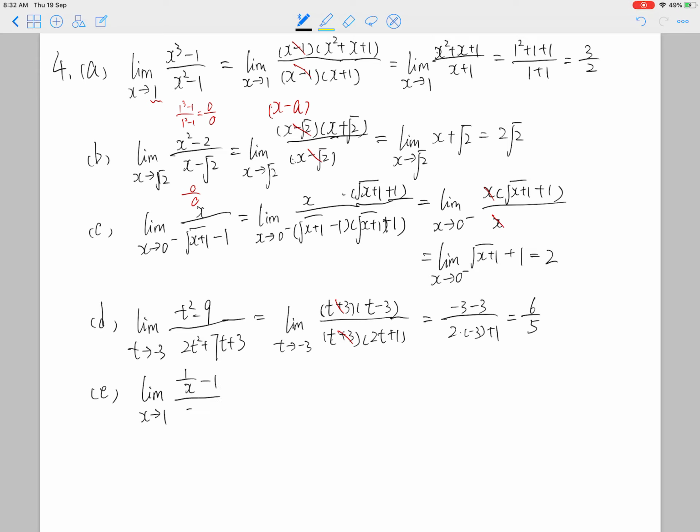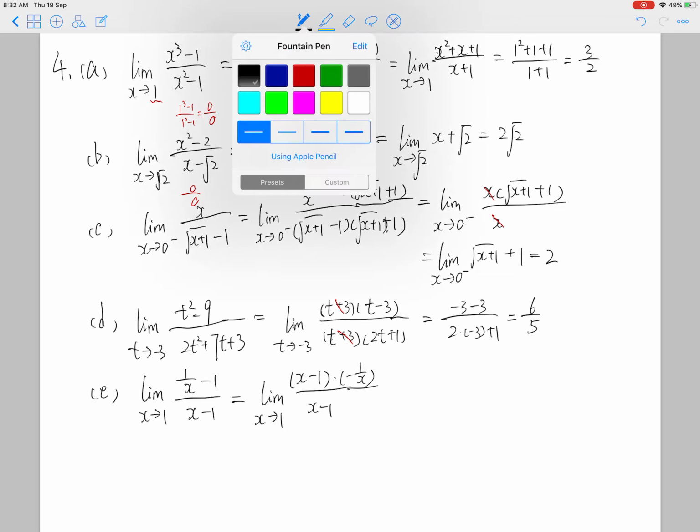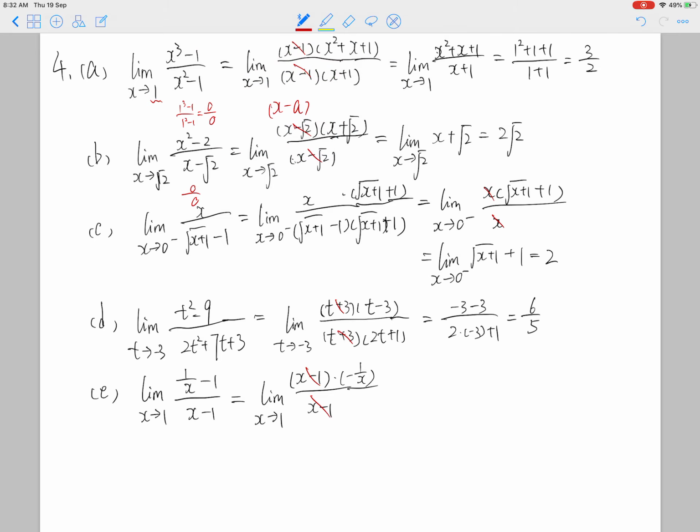Part E. So again, you should expect the common factor is x minus 1 on both sides, right? So the denominator is just x minus 1. The numerator should be x minus 1 times, if you think about it, negative 1 over x. Okay. So cancel out. This part is 1.